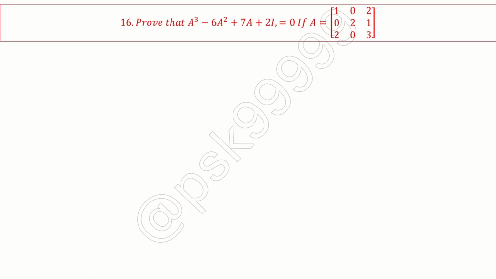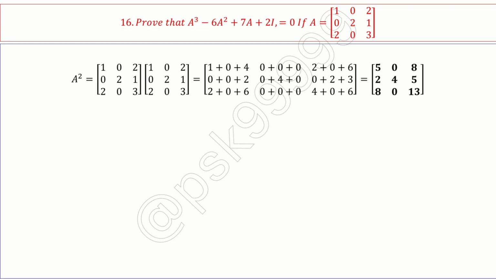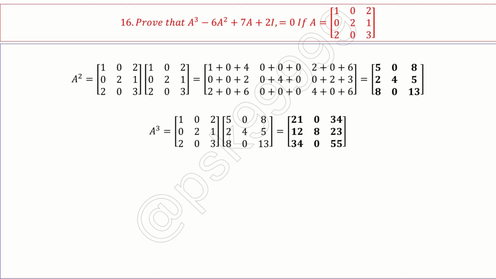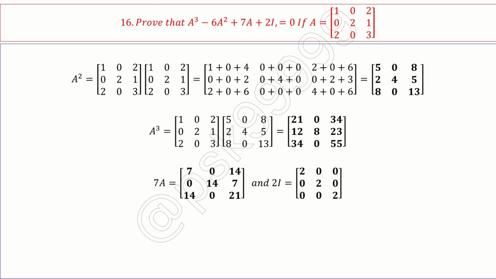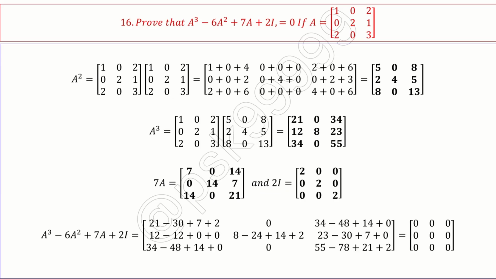Exactly similar. You find first A squared, then multiply with A, you get A cubed. Correct? And you need to keep all the values: A squared, A, and A cubed. So this is A squared, this is A cubed, this is 7A and 2I, and then I need to add A cubed minus 6A squared plus 7A plus 2I, which is nothing but the null matrix actually. Okay, all zeros I got.